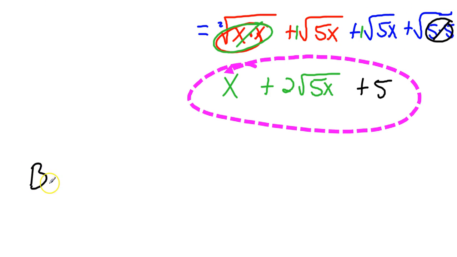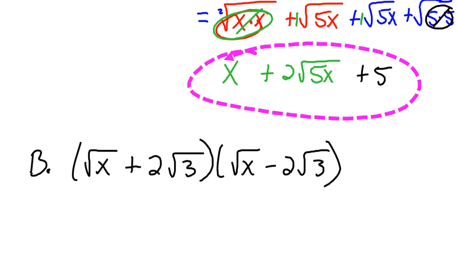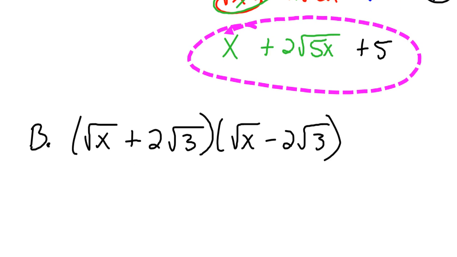Okay, and for the B part, we're going to have square root of x plus 2 square root of 3, and then square root of x minus 2 square root of 3. And you've got two options here. First thing is, we're going to do the FOIL method, but they also want you to notice that those are conjugates, where it's the exact same expression. We just changed the first sign from positive to a negative.